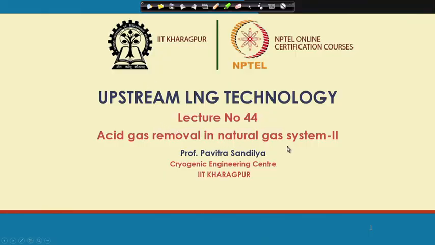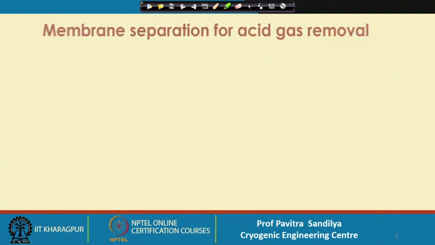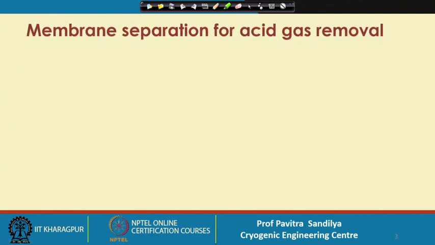Welcome. Now we shall be learning some more about acid gas removal, something we learnt earlier also. This is part 2 on the acid gas removal from natural gas. In this we shall be learning about membrane separation, adsorption separation, use of sulfide scavenger and low temperature for the removal of the acid gases. So first we come to the membrane separation of the acid gas.